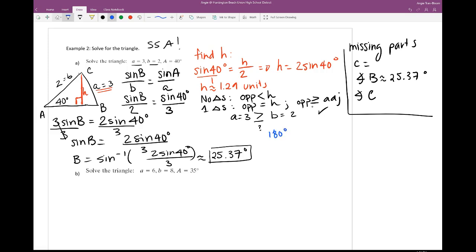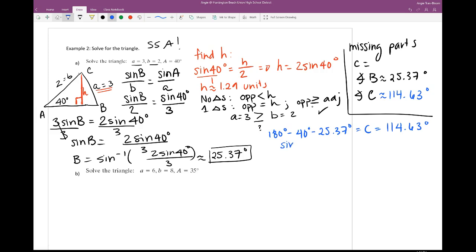So 180 degrees minus 40 degrees minus 25.37 degrees equals C. So I'm going to use my graphing calculator. 180 minus 40 degrees minus 25.37 equals, so C is 114.63 degrees. Now I just have to find leg C.